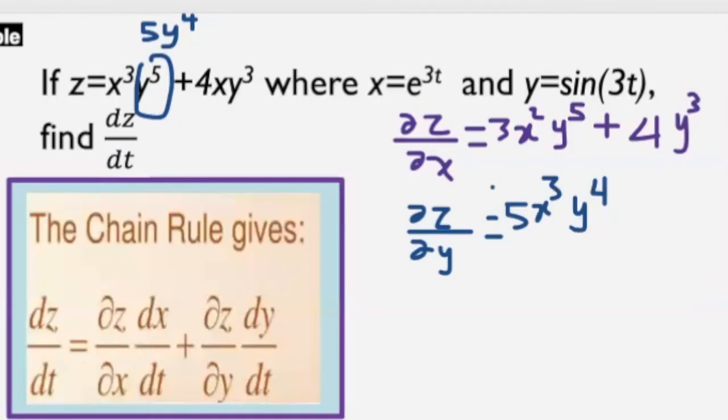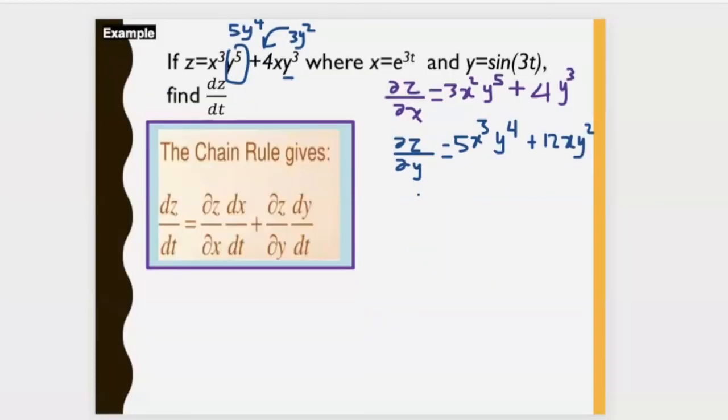The next part, I am going to differentiate with respect to y. So this is going to be 3y squared. And then I multiply 3 times 4, that's 12. So writing this, I will have 12xy squared.